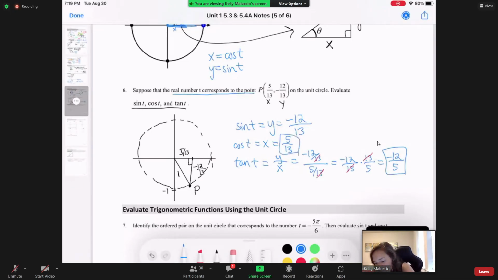Sorry, I should have circled all of these. But tangent is the only tricky one here, because sine and cosine are just Y and X.